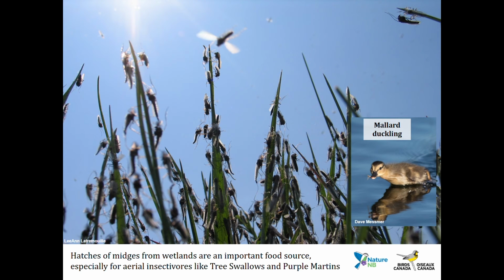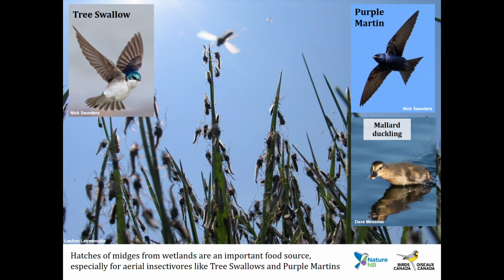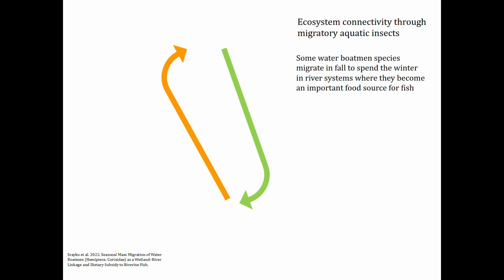And hatches of midges and other non-biting insects are an important food source for a variety of species, especially aerial insectivores like tree swallows and purple martins, but also for other birds like this little mallard duckling. And again, because they are so abundant, they are an important source of protein for many species.